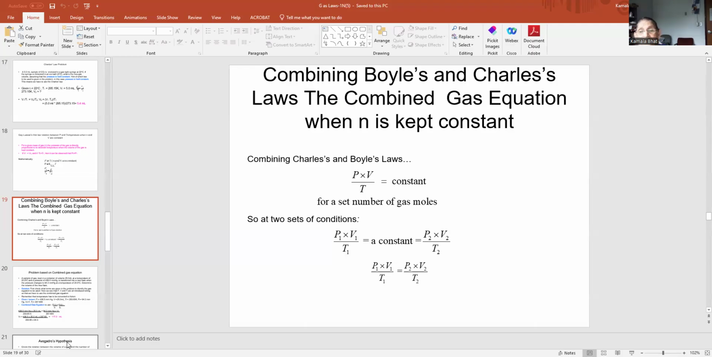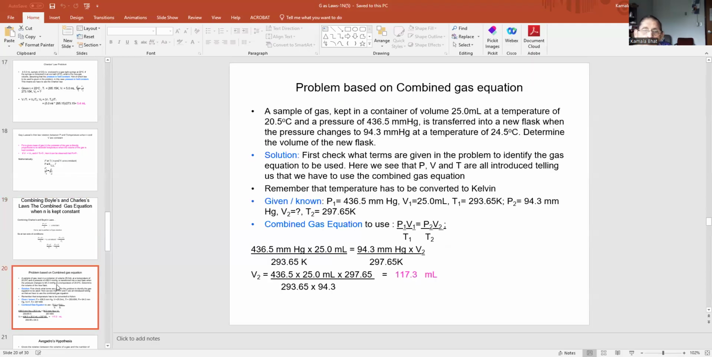If you have two sets, then we can say that P1 V1 over T1 is equal to a constant, and that is equal to P2 V2 over T2. From this, we find that there are 6 terms in this expression. Knowing any 5, you can solve for the 6th term. Next, problems based on the combined gas equation.